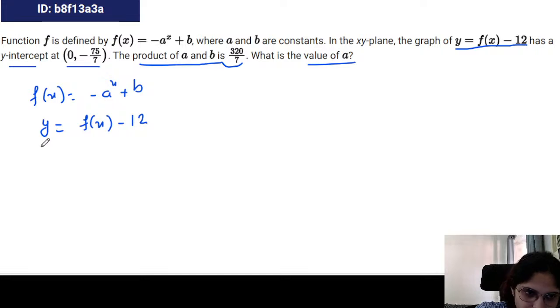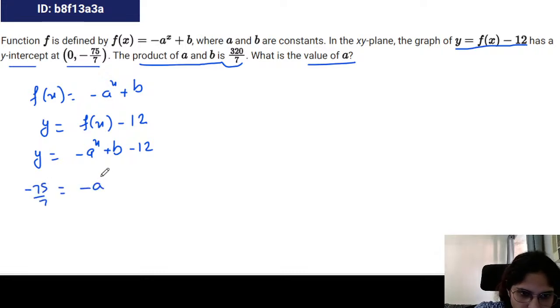So that means there are two ways that you can go about it. First, you replace f of x with this thing, negative a to the power x plus b. Now the y-intercept is (0, negative 75 over 7). So you write negative 75 over 7 equals negative a to the power 0 plus b minus 12. You will get negative 1 plus b minus 12 equals negative 75 over 7, and from there you can get the value of b. That's what we are going to do.